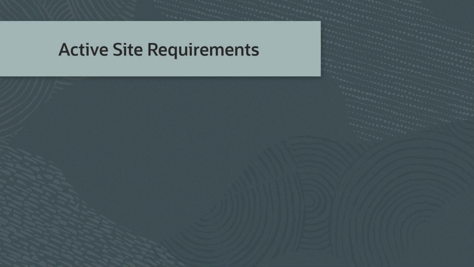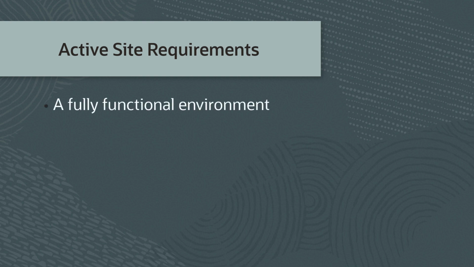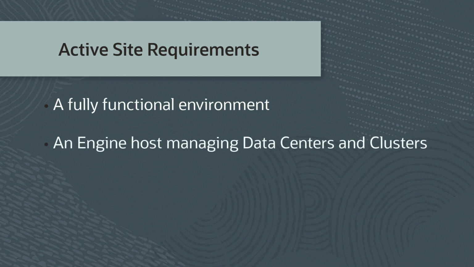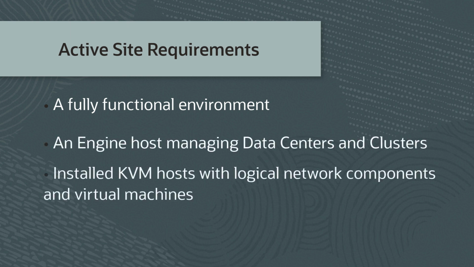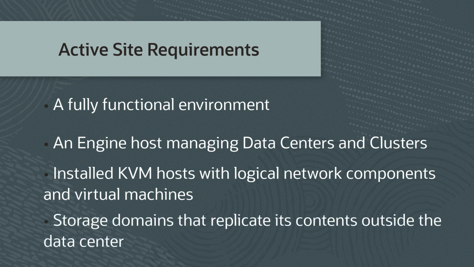Before we begin our demos, let's review site requirements. Let's start with the primary site. The primary site should be a fully functioning Oracle Linux Virtualization Manager environment, meaning the site has an engine host managing data centers and clusters, installed KVM hosts inside the clusters with attached logical networks, VNICs, and virtual machines, and with storage domains that replicate its contents outside the data center. We'll explore more of this soon.